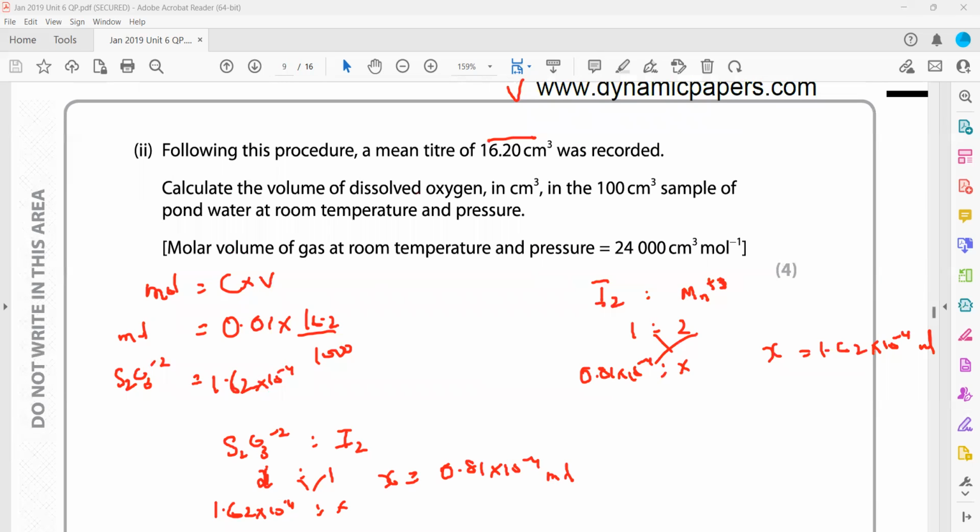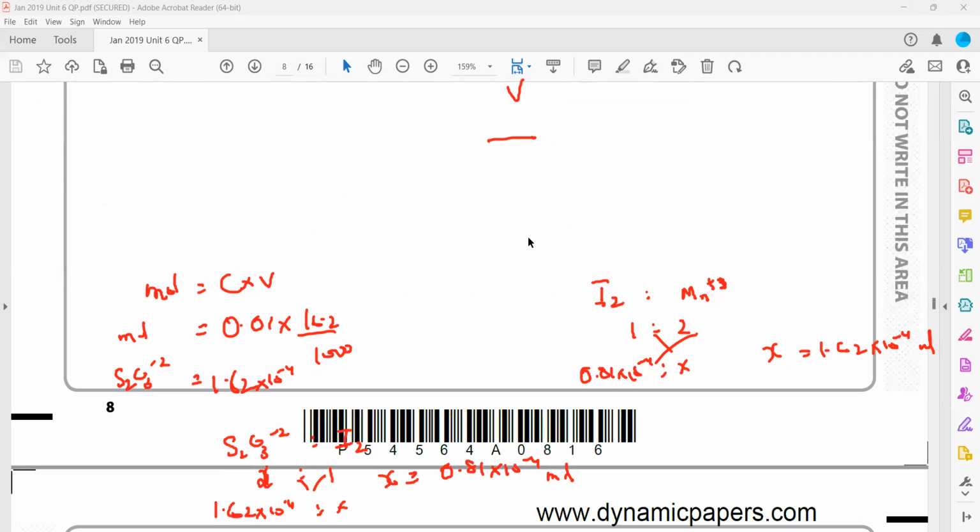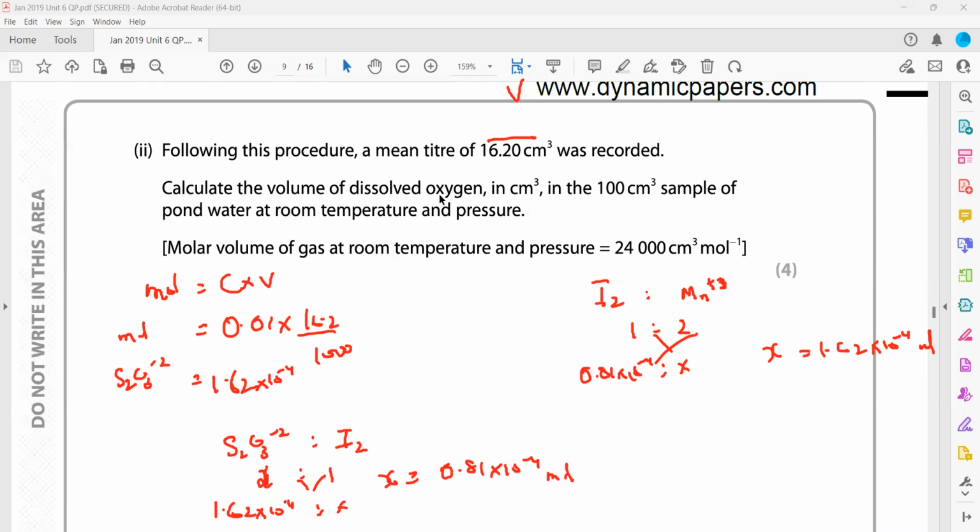Then after getting the moles of Mn³⁺, we'll take a ratio again. Oxygen and Mn³⁺, I think it was 1 is to 4. Yeah, 1 is to 4, because the moles of Mn³⁺ is the same as moles of Mn hydroxide. So the ratio of Mn³⁺ moles to oxygen moles is 4 is to 1. So 1.62 × 10⁻⁴, this will be x. Cross multiply. It will be divided by 4, so it will be 4.05 × 10⁻⁵ mole.